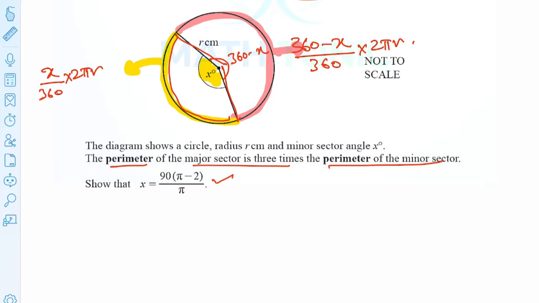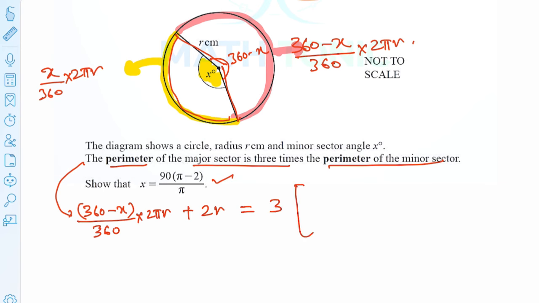So let me write down the perimeter of the major sector: 360 minus x over 360 times 2 pi r plus 2r, because of the two radii at the boundaries, and that equals 3 times the perimeter of the minor one. So it will be 3 times, x over 360 times 2 pi r plus 2r.